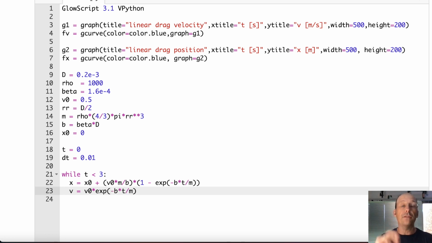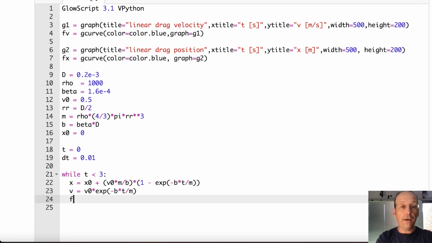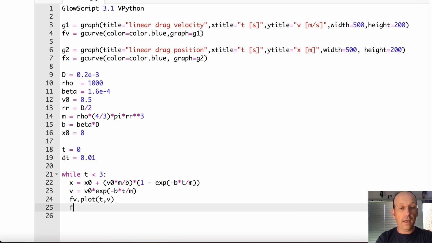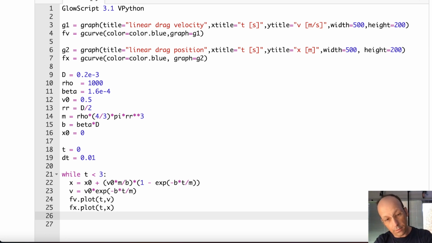So I have both of those things calculated. I just need to plot them. fv.plot(t, v), fx.plot(t, x). Now I do need to increase time, right? Because once I've done that, if I don't increase the time value, then this loop will run forever, and that would just be awkward. So t equals t plus dt. This should run, but there could be an error because you never know. It's real life.